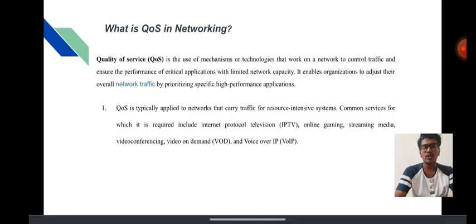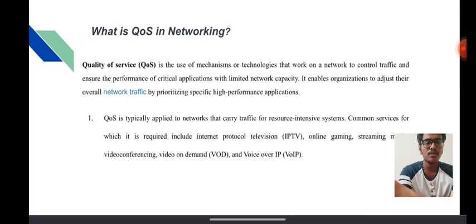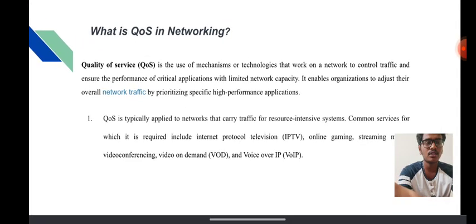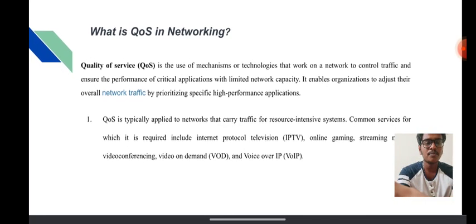What is QoS in networking? Quality of service, which is also called QoS, is the use of mechanisms or technologies that work on a network to control traffic and ensure the performance of critical applications with limited network capacity. It enables the organization to adjust their overall network traffic by prioritizing specific high performance applications.